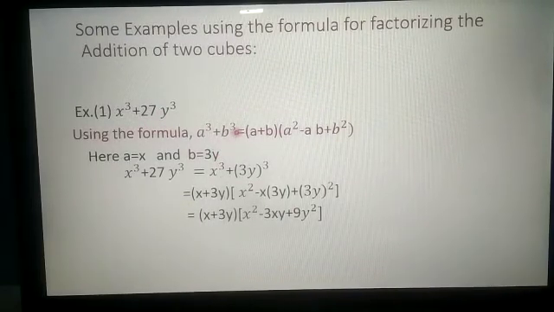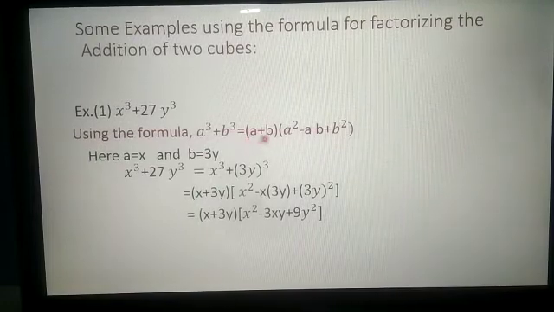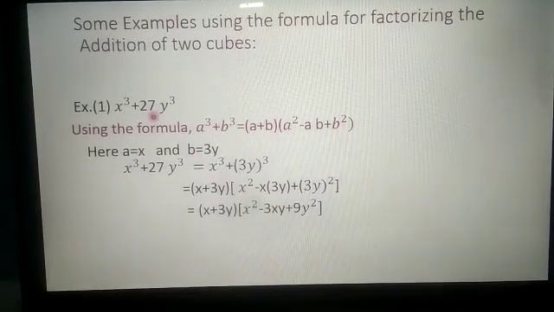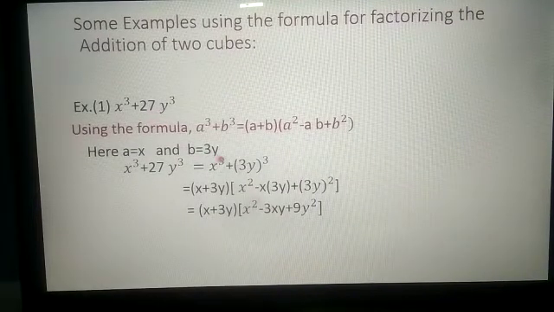a cube plus b cube. What is the expansion of it? a plus b into a square minus ab plus b square. Here what is a? a is x. And what is b? b is 3y, because 27 is 3 cube. So b will be 3y.